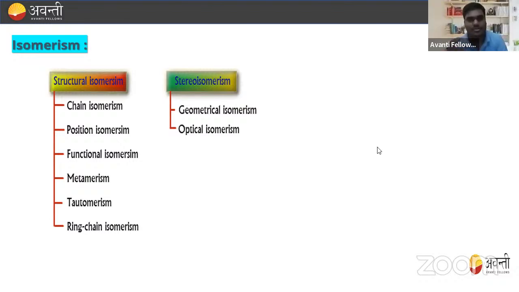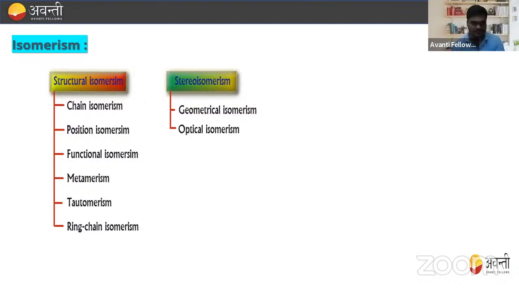Right. So what is isomerism? We can classify isomerism. How will you classify isomerism? Isomerism is basically classified as structural isomerism and stereoisomerism. In structural isomerism, we have chain isomerism, position isomerism, functional isomerism, metamerism, tautomerism, and RCI, that is ring chain isomerism. Similarly, in stereoisomerism, we have geometrical isomerism and optical isomerism.